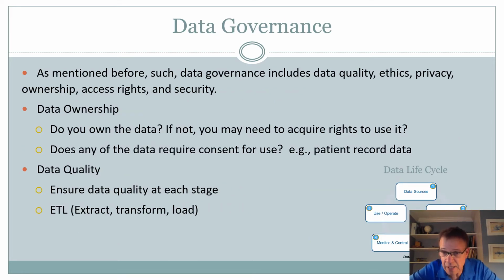Now, a key component of this is your data governance and management processes. This is something that we've talked about before, but it includes your data quality, your ethics, your privacy, your data definitions, your ownership, your access rights, and security. Data ownership can be very critical. You may need data that somebody else has. Is that data freely available or not? If you're dealing with an outside organization, you may have to buy data from them to be able to use it.